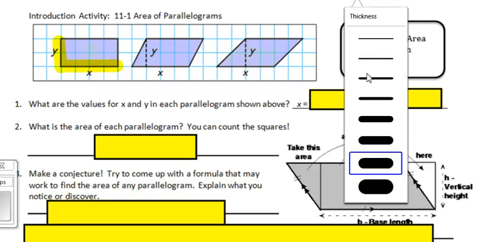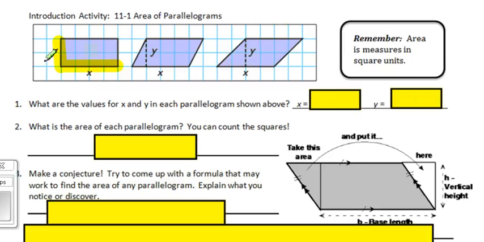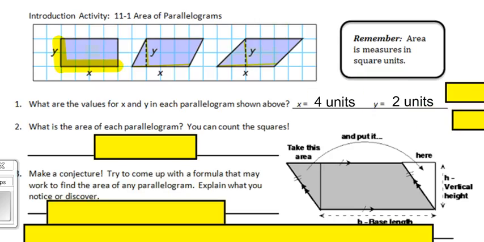So we have, let me make this a little skinnier. We have, for this one, X is 4 and Y is 2. For this one, X is 1, 2, 3, 4, and Y is 1, 2. And for this one, X is 1, 2, 3, 4, and Y is 1, 2. So you can see that X is consistently 4 units, and Y is consistently 2 units.